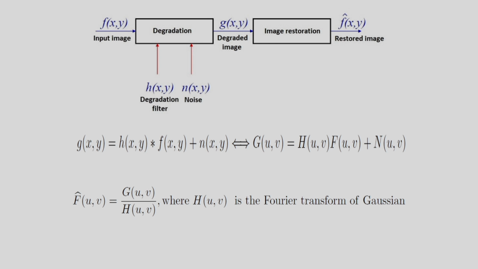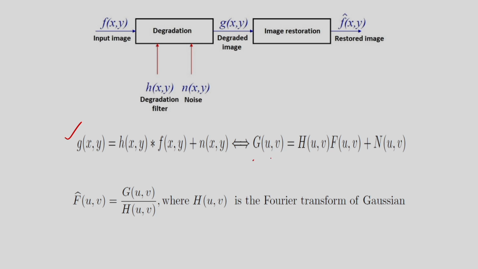Now in this case the same thing I am showing here: the degradation filter, the noise, the input image, and finally I am getting the restored image. Then this model can be mathematically represented in the spatial domain and in the frequency domain as follows. In spatial domain I can represent like this: g(x,y) is nothing but h(x,y), that is the degradation filter, convolution with f(x,y) plus the noise, that is the additive noise.